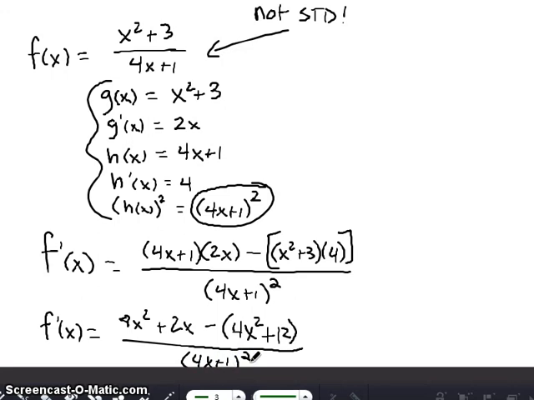And now is where that negative sign right here is really important with these parentheses. That way we know to distribute our negative. So we're going to have 8x squared minus 4x squared is going to give us 4x squared plus 2x, and then minus 12 because we have to distribute the negative 1. All of that over 4x plus 1 squared. So that's your quotient rule.